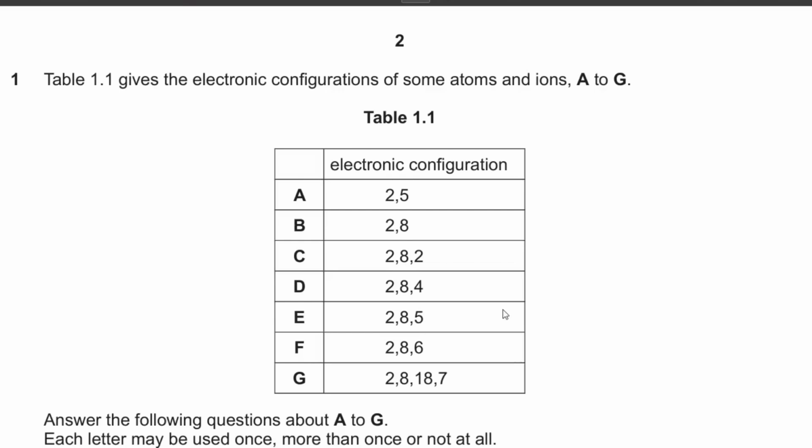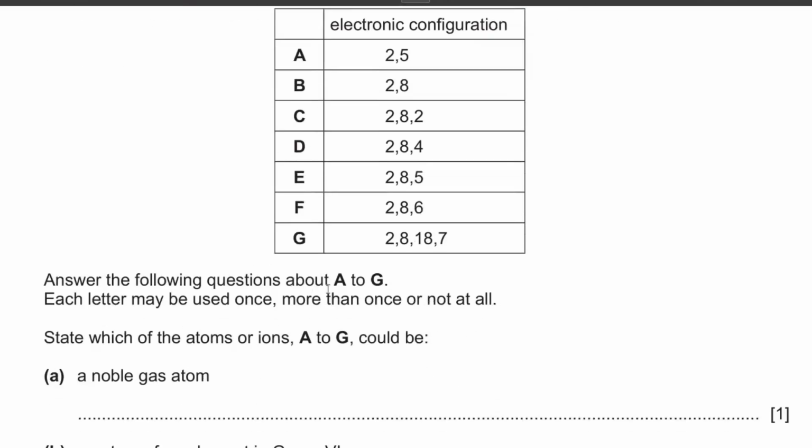Let's start. Question 1. Table 1.1 gives the electronic configurations of some atoms and ions A to G. These are the electronic configurations. Answer the following questions about A to G. Each letter may be used once, more than once, or not at all. State which of the atoms or ions A to G could be a noble gas atom.